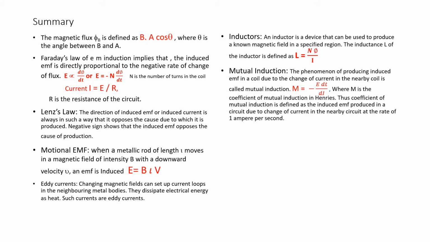Mutual induction. The phenomenon of producing induced EMF in a coil due to change in current in the nearby coil is called mutual induction. The induced EMF is equal to minus M di by dt, where M is the coefficient of mutual induction in Henrys. Thus, the coefficient of mutual induction is defined as the induced EMF produced in a circuit due to change of current in the nearby circuit at the rate of 1 ampere per second.